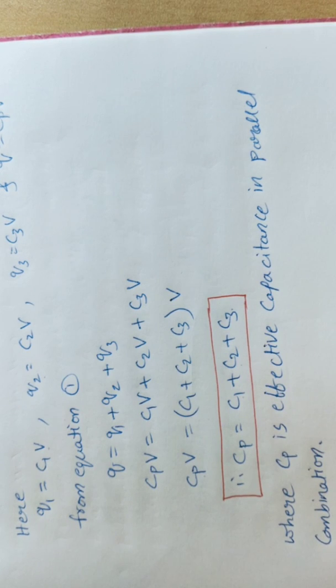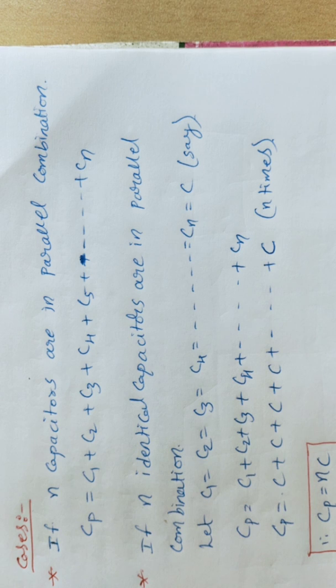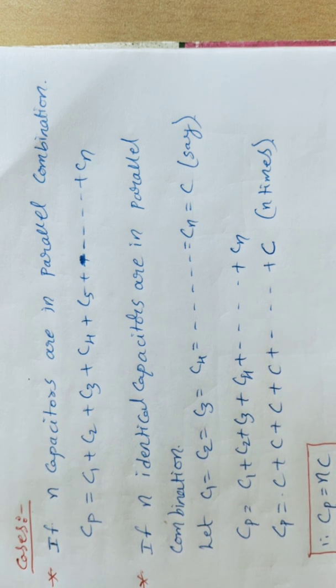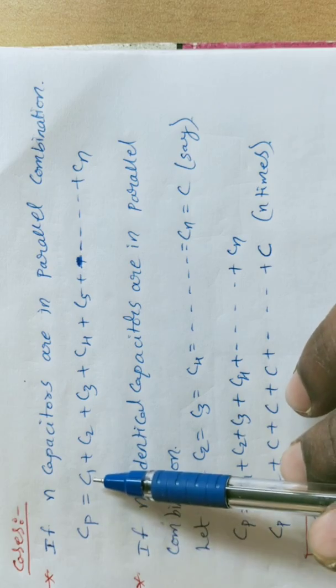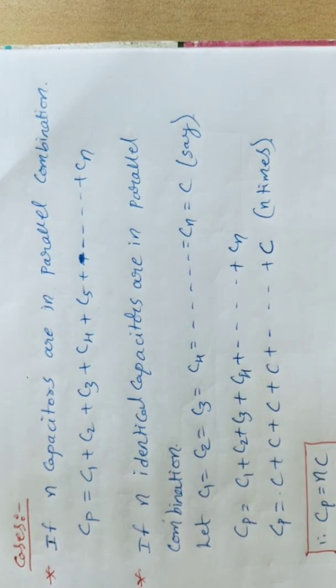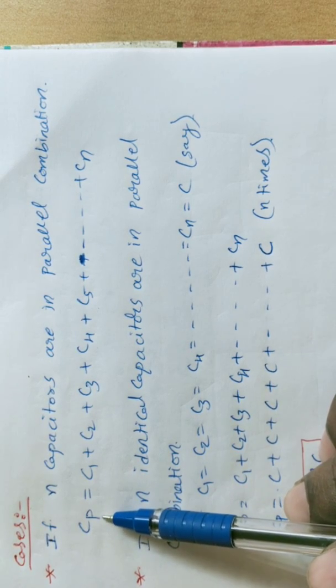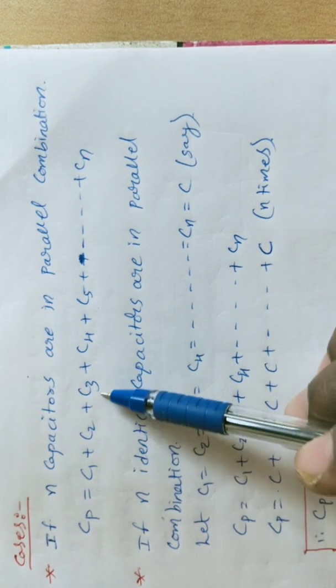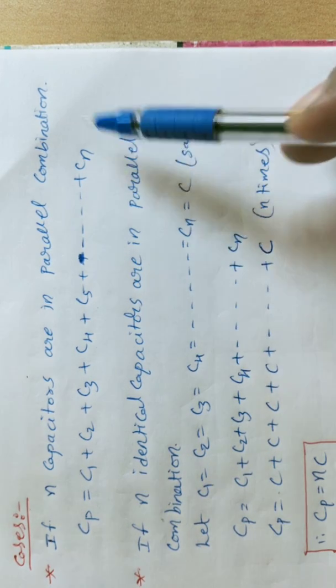Okay friends, now we will discuss a few cases also. First case: if n capacitors are in parallel combination, and we take each capacitor as C1, C2, C3, C4, and so on up to Cn, then the effective capacitance in parallel combination, CP, is equal to C1 plus C2 plus C3 plus C4 plus C5 and so on up to Cn.